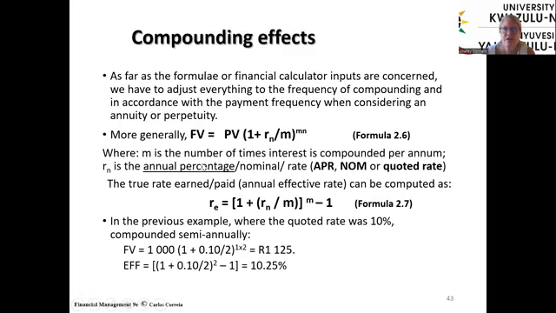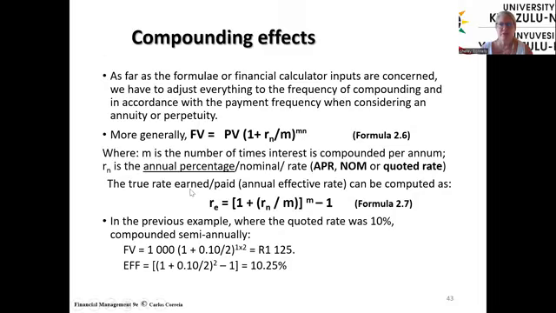Okay. So M is the number of times interest is compounded per annum. R n is the annual percentage. It's the R that we've been using up to this point. But we're just now going to give it a more appropriate name, an indication that it's your nominal rate. And sometimes it's called an APR, an annual percentage rate. Sometimes it's called a nominal rate. And it's your quoted rate the bank gives you by law.